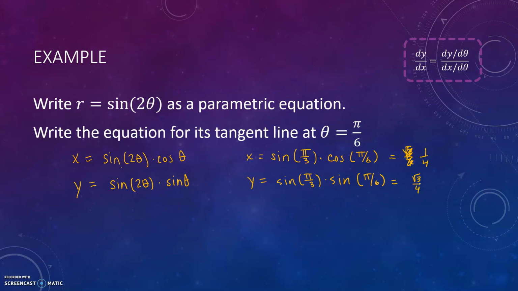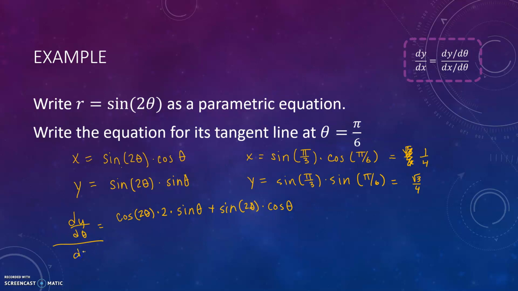So if we're writing a tangent line, we need three things. We need an x-coordinate, we have it. We need a y-coordinate, we have it. And we need a slope. So we need to figure out dy dx. So dy d theta is product rule. So cosine of 2 theta times 2 times sine of theta left alone plus sine of 2 theta left alone times cosine of theta.